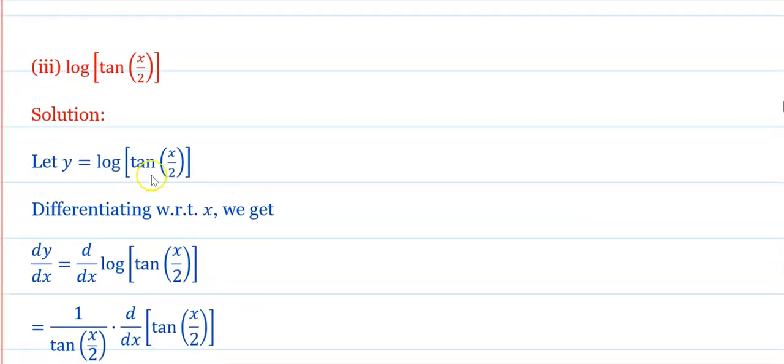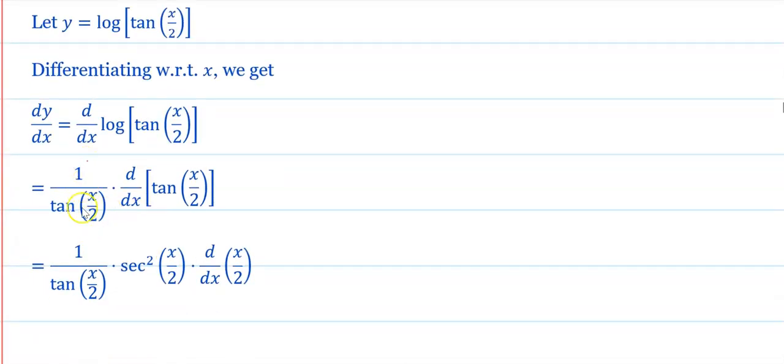Okay. Now the next, y is equal to log of tan of x by 2. Now what about the derivative of tan x? What is the derivative of log of x? It's 1 upon x. Similarly here, dy by dx, that is d/dx of log of tan of x by 2, means 1 upon tan of x by 2 into d/dx of tan of x by 2.